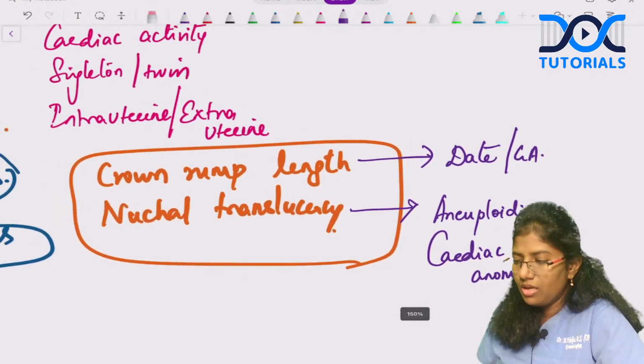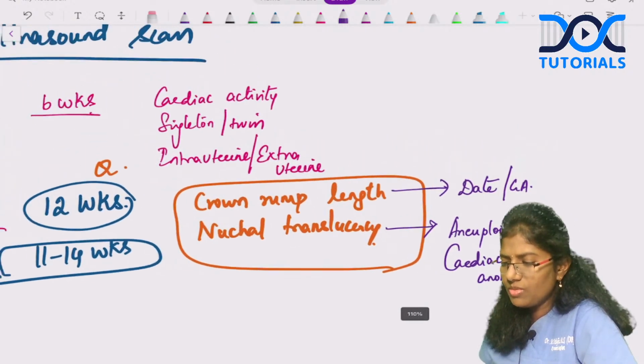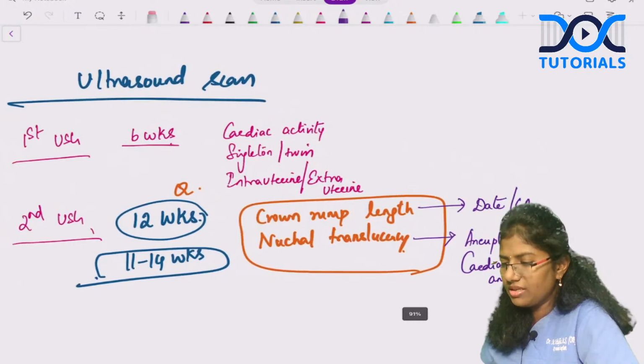Downs. Yes, aneuploidy means chromosomal abnormality.